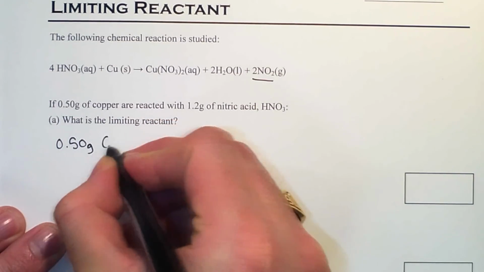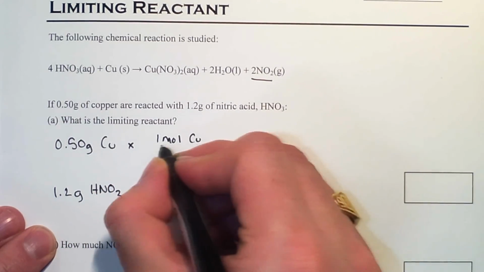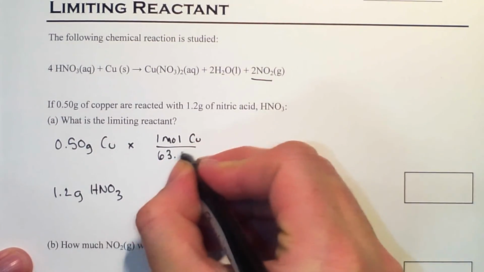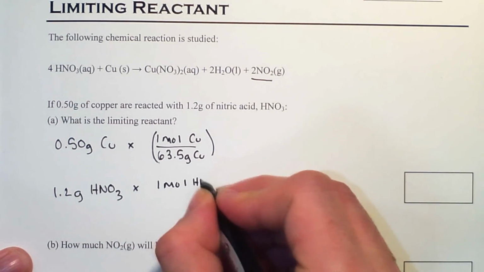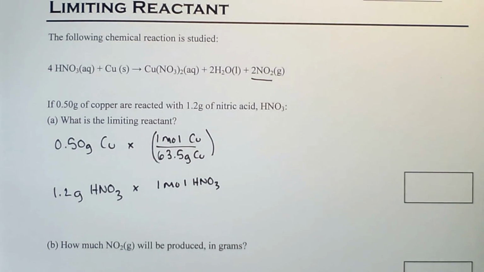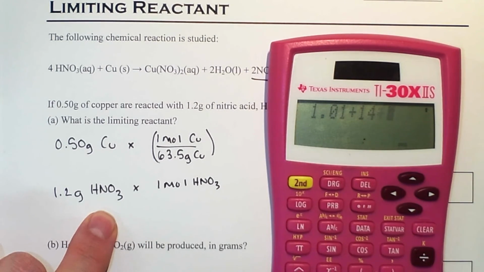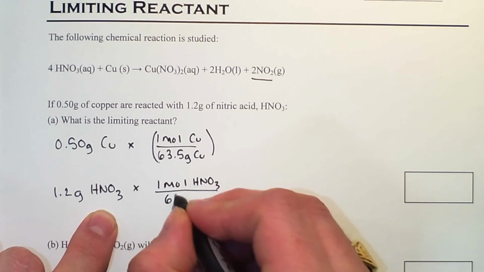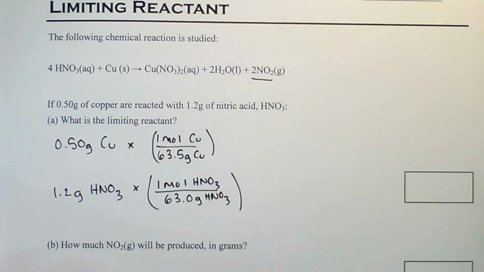So 0.50 grams of copper, 1.2 grams of HNO3. 1 mole of copper is 63.5 grams of copper. 1 mole of HNO3 is a hydrogen, a nitrogen, and 3 oxygen, so 63 grams per mole. So we never work in grams, we always go to moles.